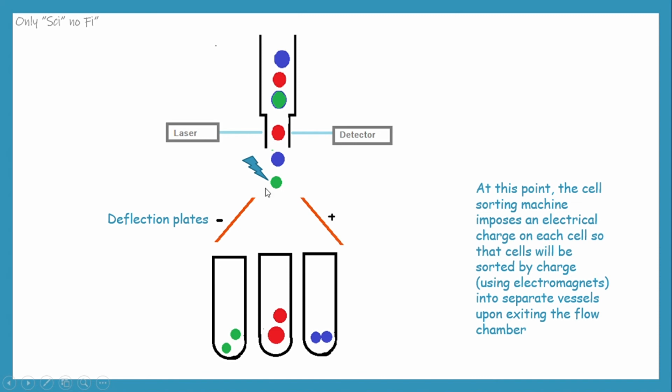What you do is you decide that you want this particular cell to be positively or negatively charged, and then this machine, on the basis of the previous information, imposes the charge you want and then sorts it into different tubes. Now, this is how exactly a flow cytometer or fluorescence activated cell sorter works. So this was all about it.